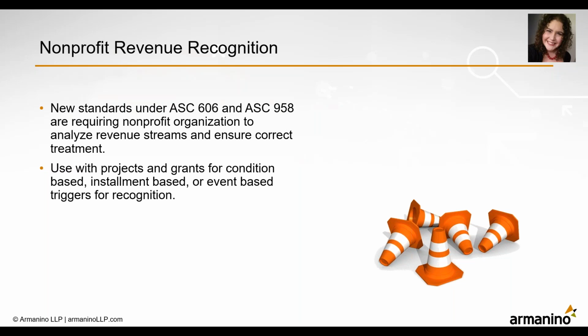So both of those standards, as well as the new grants and contribution standard that's going to be effective next year, are requiring nonprofit organizations to really look at and analyze revenue streams to ensure the correct treatment. So the nonprofit revenue recognition module will allow you to do milestone-based revenue recognition, which is really helpful for nonprofits that are receiving conditional funding. And sometimes there might be other milestones that you need to meet before you can recognize that revenue.